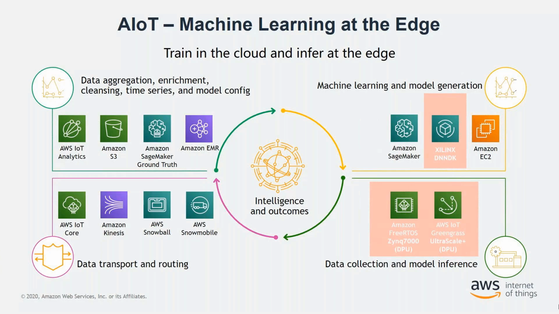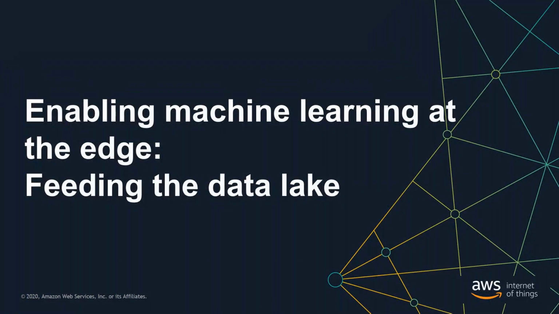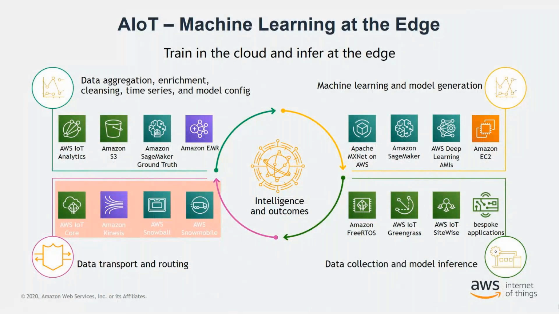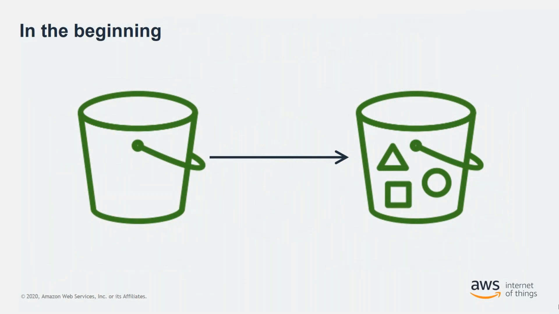So let's go forward onto the next section and understand, well, that lower left-hand quadrant, what do we need to do to feed that data lake? How can we use IoT Core or Kinesis or AWS Snowball or even Snowmobile to bring data up into the AWS cloud? Because in the beginning, you have nothing, right? In the beginning, you don't have a data lake and you need to seed that data.